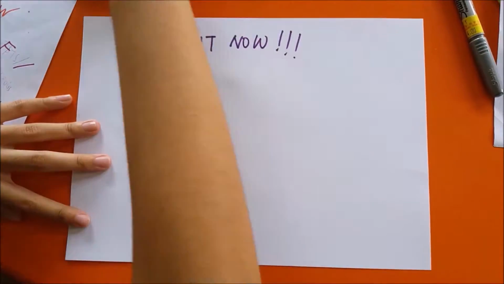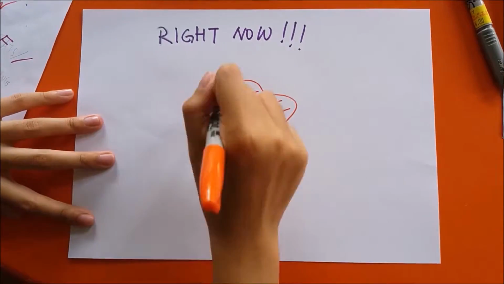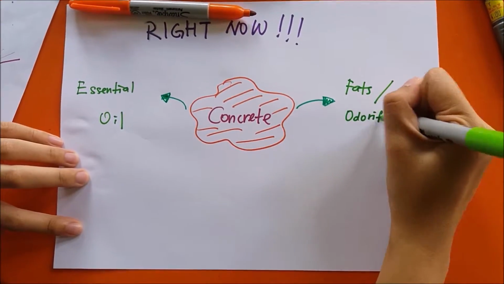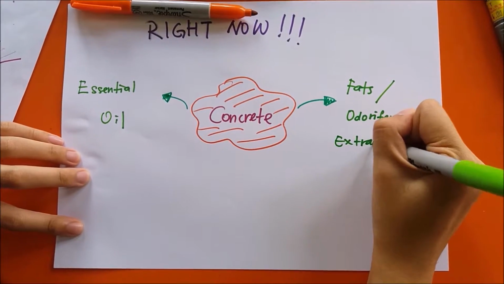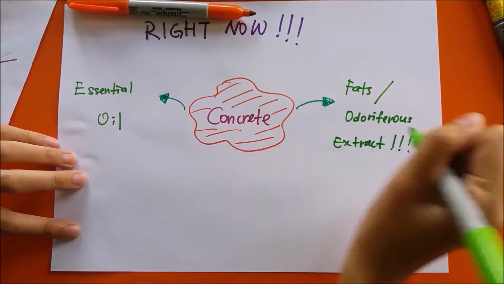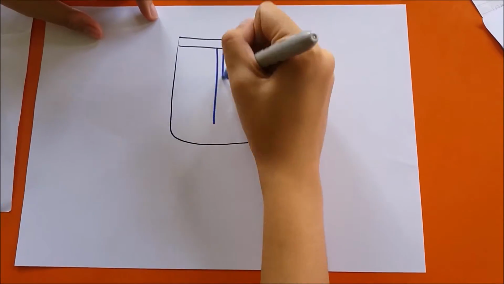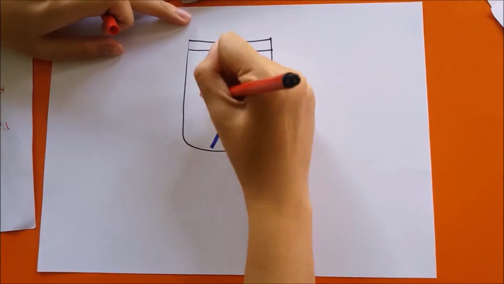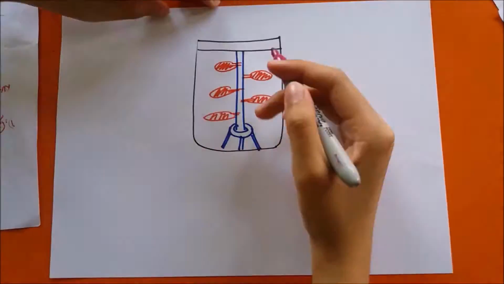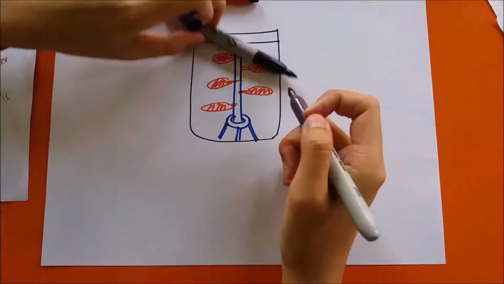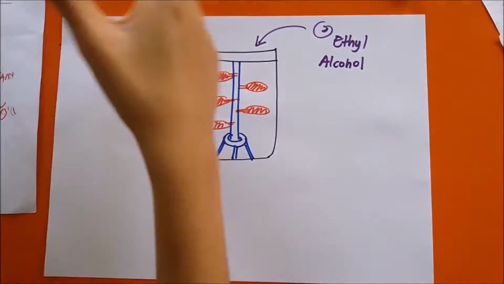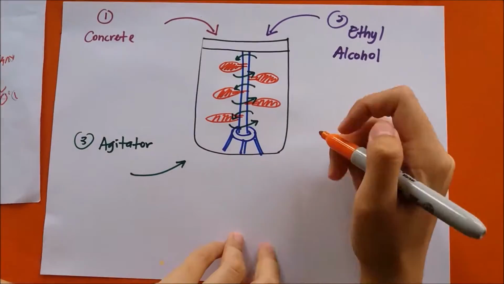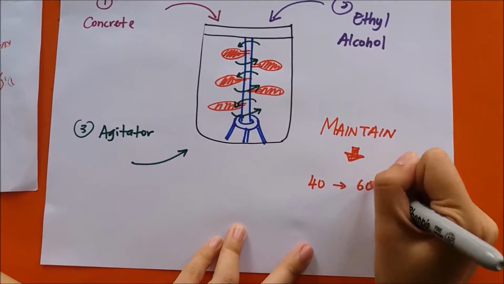Right now, our purified concrete is done. It consists of the odoriferous extract and the jasmine essential oil which we need. In this diagram, process 2A, which is alcohol extraction, will be carried out. Concrete will be mixed with absolute ethyl alcohol and agitated thoroughly in the agitator. During agitation, the temperature is maintained at 40 to 60 degrees Celsius, with the concrete being immersed in the solution.